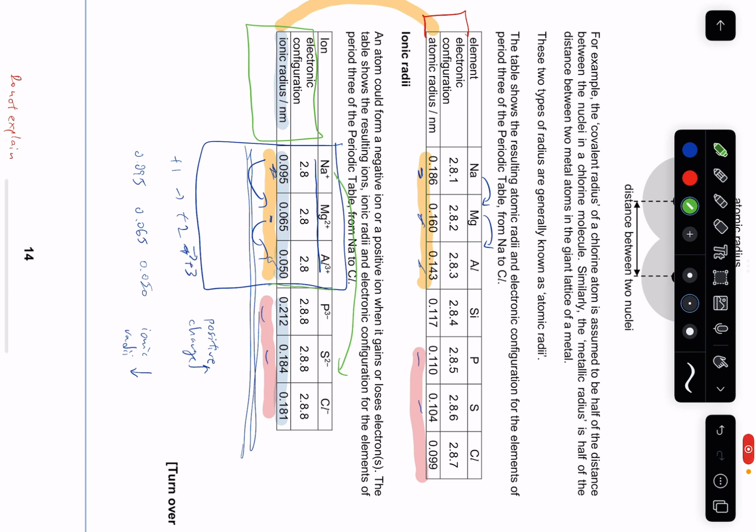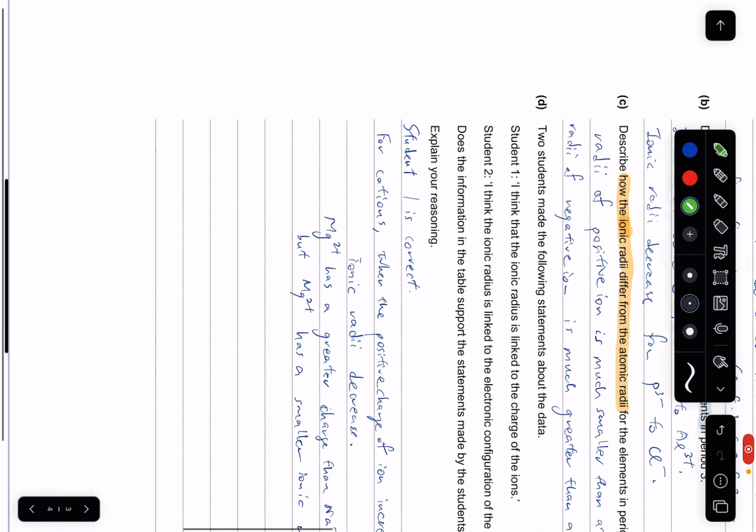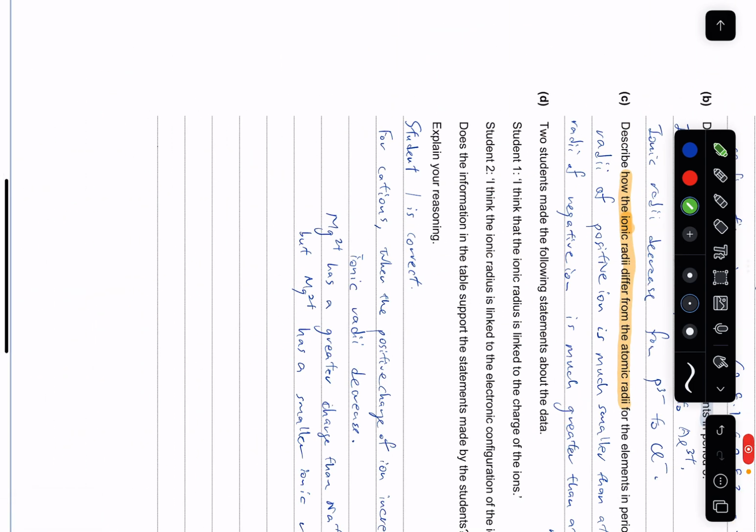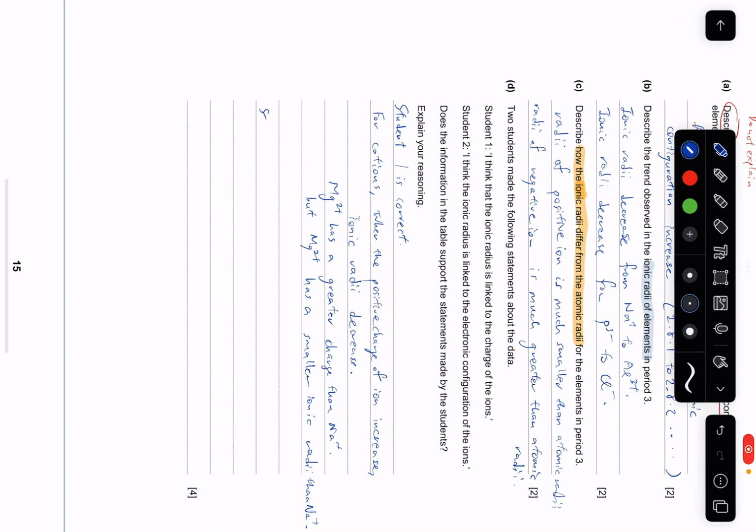So let's say I focus on 288 this. So the 3 of them, P3 minus, S2 minus, Cl minus, they have the same electronic configuration. If it is indeed linked, shouldn't they have the same ionic radius? No, right, correct. In this case, the ionic radius changed. So that is the answer. So what should I write? Student 2 is wrong.